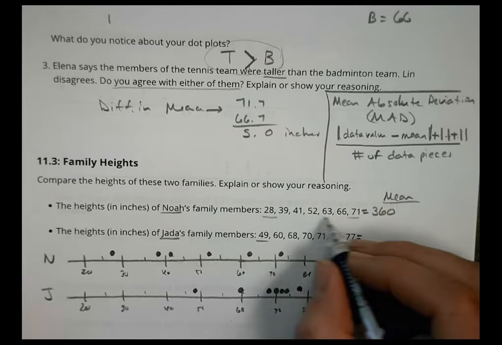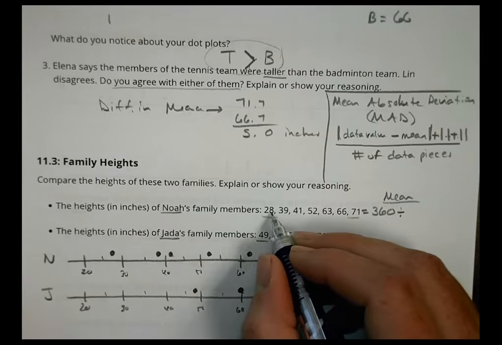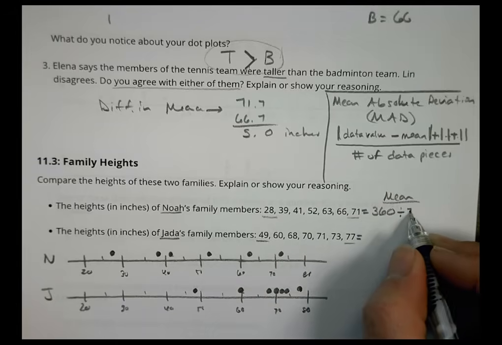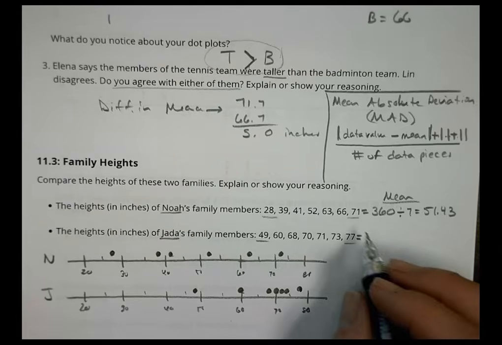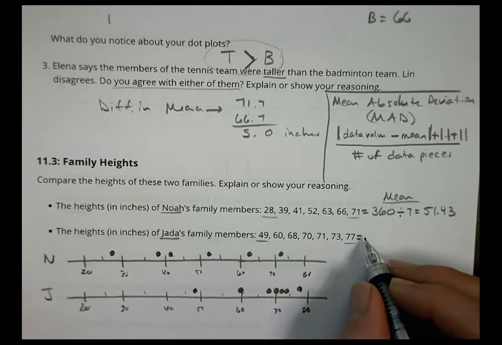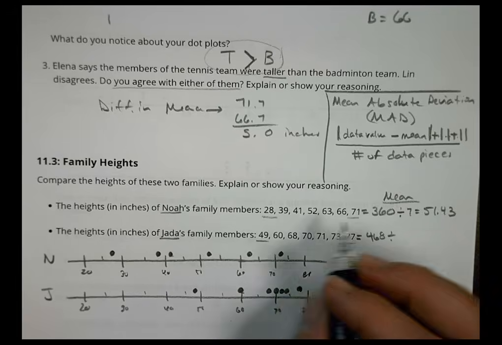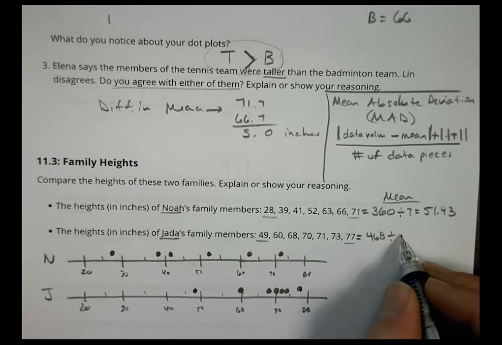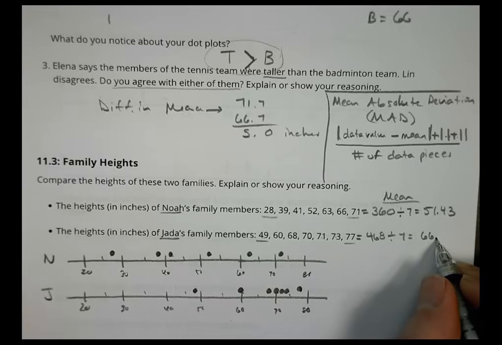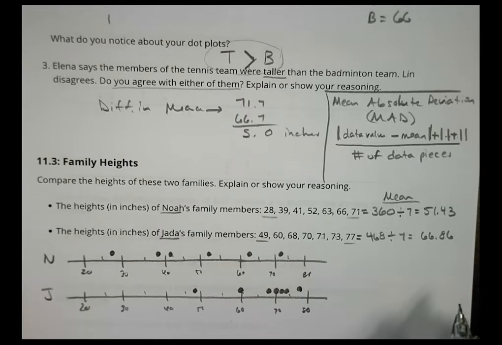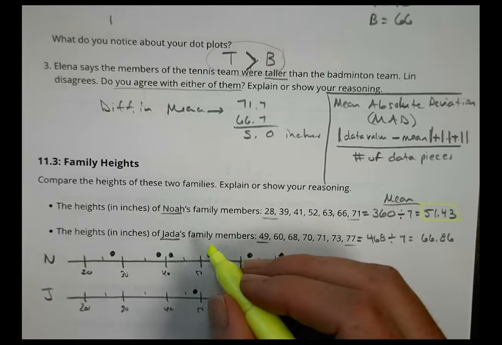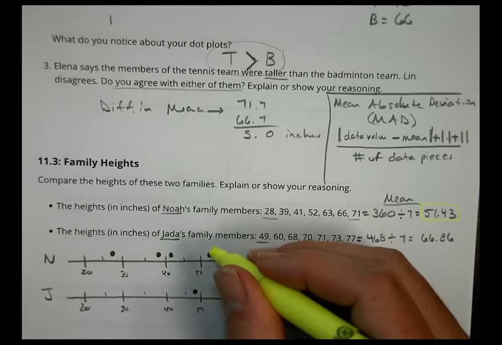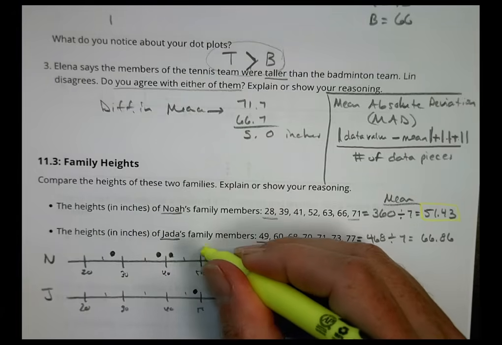When you add those all up, 360 divided by 7 is going to be equal to 51.43. When I find the total for Jada's family height, I get 468, and divide that by 7 as well, and we end up with 66.86. So already, just looking at their means, the mean for Noah's family is 51.43, which again, I had a 52, so it's somewhere about here for Noah's family.